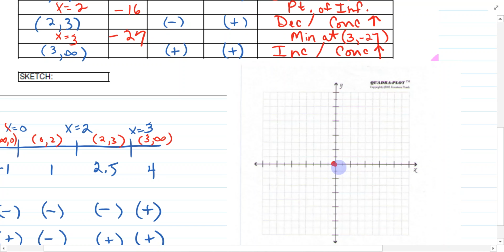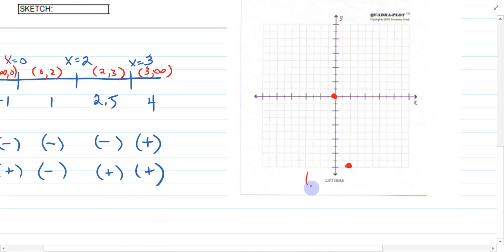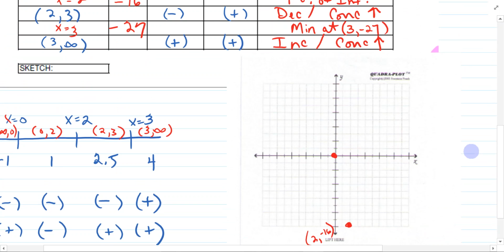So we've got 0, 0, and then we need 2, and down here at, say, negative 16, and we don't know exactly where that's going to be. I'm just going to label it so that we know that's what it's supposed to be. And then we had 3, negative 27, so I'm going to be down here, and I'm going to call that 3, negative 27.